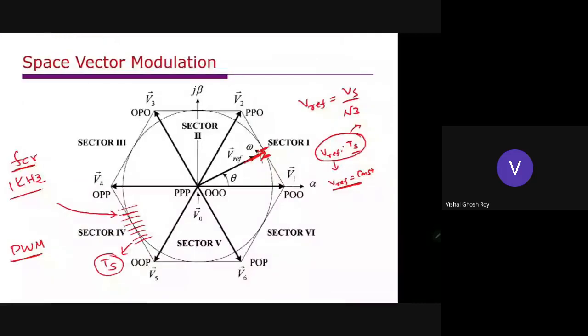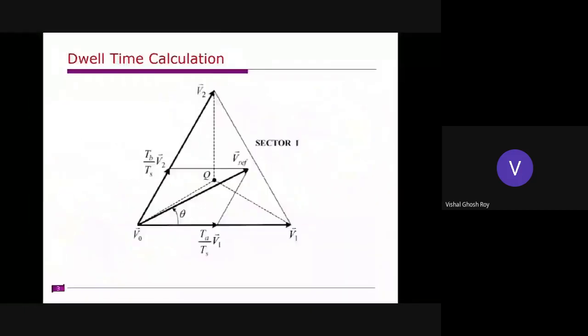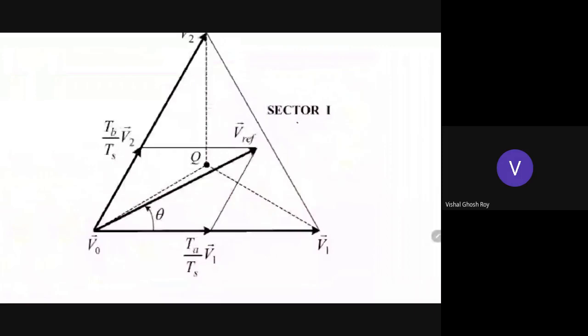Since V reference is rotating, it changes from one sector to another. We divided this into 6 sectors, as we already discussed: sector 1, 2, 3, 4, 5, 6. So V reference changes from one sector to another. Let us assume that this V reference is in sector 1.